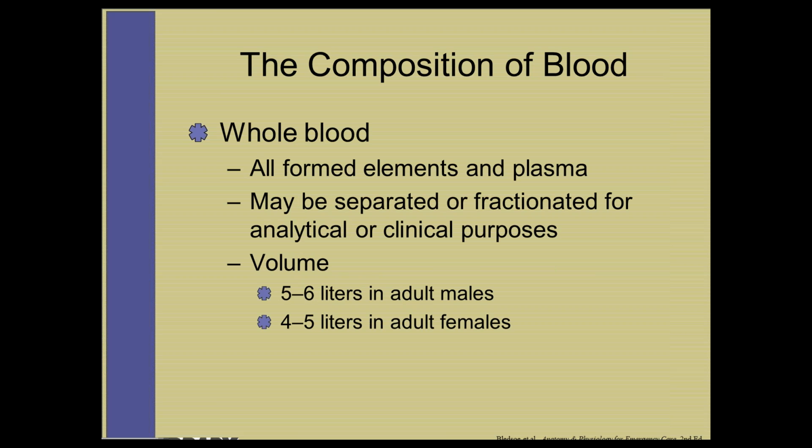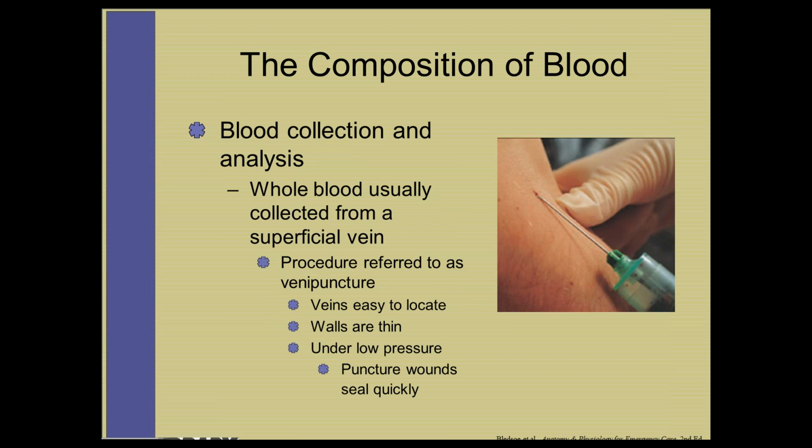As far as our whole blood, basically we carry between 5 to 6 liters in adult males, 4 to 5 liters in adult females. Now again, this is all up to change. Small men can carry 4 liters, large women can carry 6 liters. So it's a range, but I'd go with the average of 5 to 6 for adults, as far as how many liters we carry.